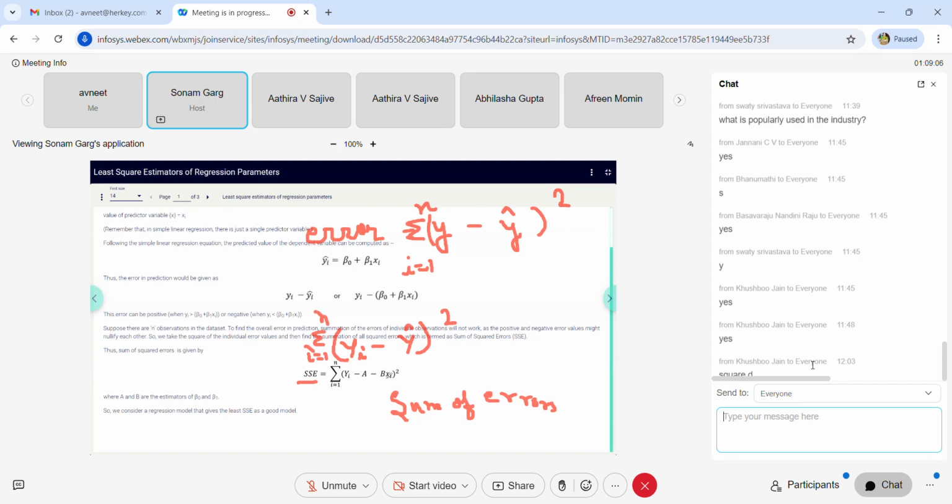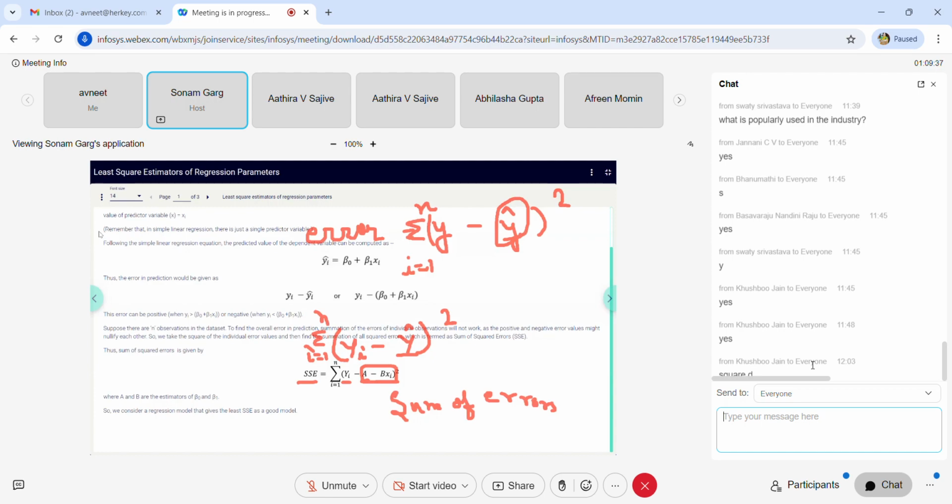Now here what we have done is replace this predicted value y hat with mx plus c. If you replace this, it becomes yi minus mx minus c. Is it okay? This is the actual value of y and this is the predicted value of y. We are just replacing this by mx plus c. That's it.